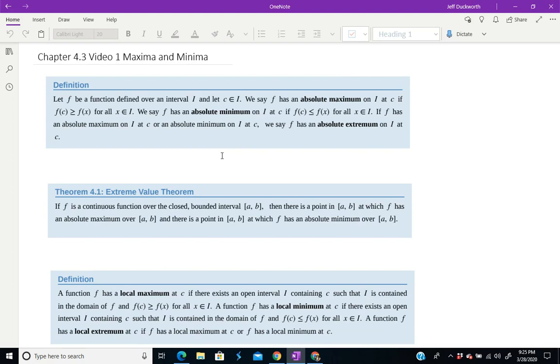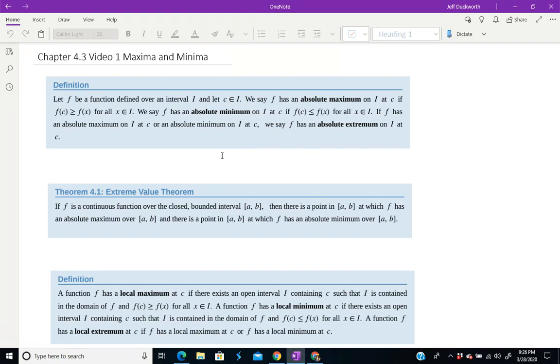All right, the second definition that they give us, or this one's a theorem, excuse me. Theorem 4.1 is the extreme value theorem. So if we have, and this is very important, if f is a continuous function over a closed and bounded interval, then there's a point in that interval at which f has an absolute maximum, and there's a point at which f is an absolute minimum.